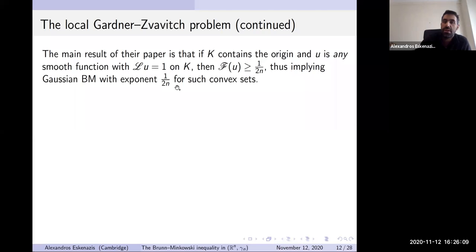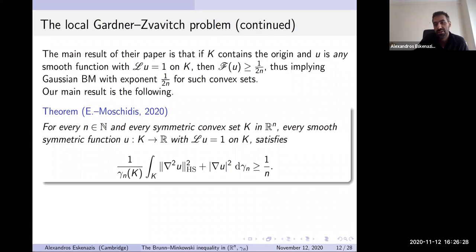And we know by the result of Nayar and Tkocz that for this class of sets, you simply cannot go all the way up to 1 over n. And by the way, the constants are not matching. We know that it's 1 over 2n, but it cannot be, I don't know, 0.7 over n, something like that.